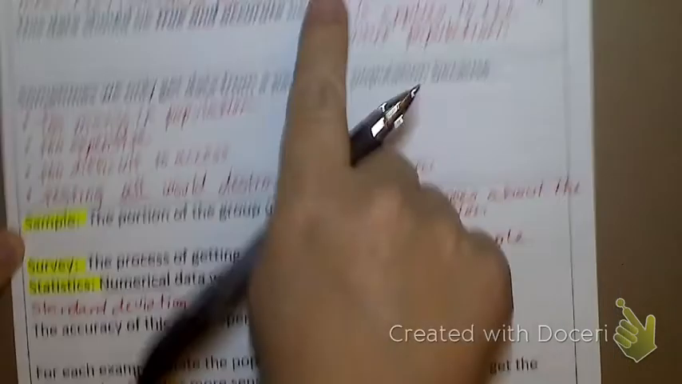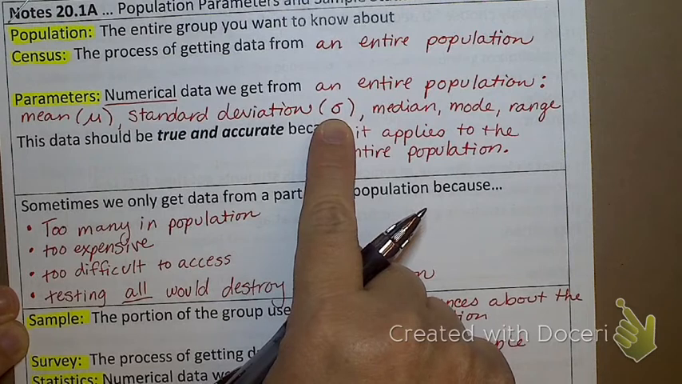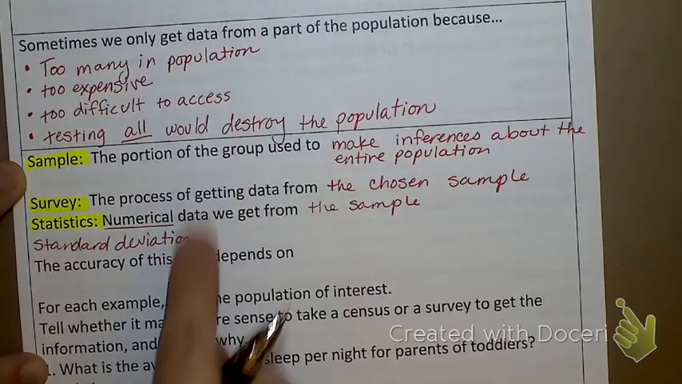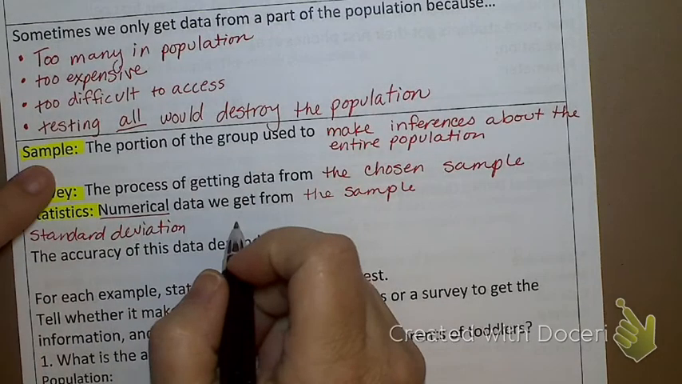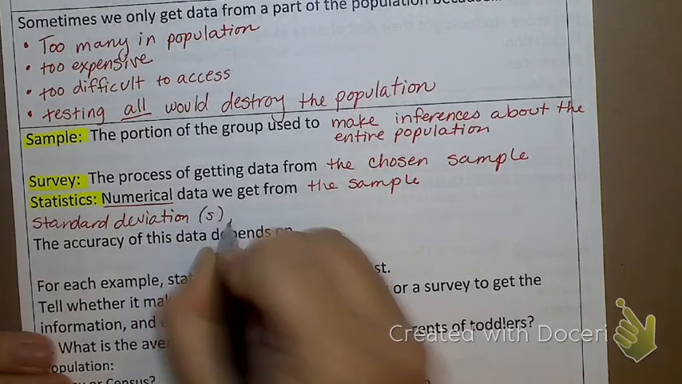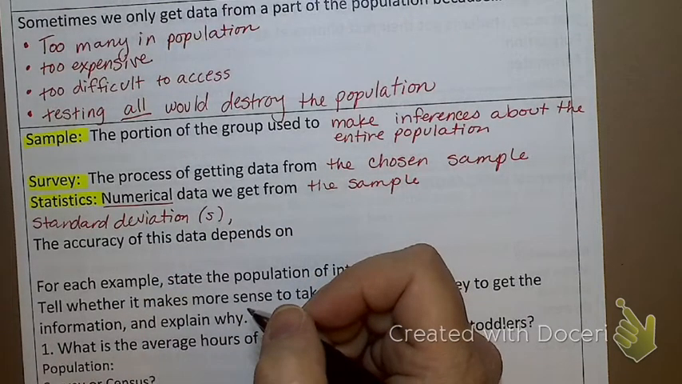Now, up at top, when we were talking about the population, the standard deviation was this symbol right here, right? The lowercase sigma. When we're talking about the standard deviation of a sample, we just use the letter S. That's how you know it's the standard deviation of a sample as opposed to the standard deviation of a population.